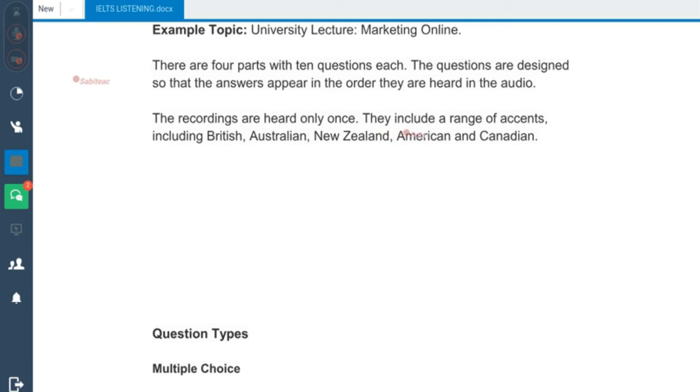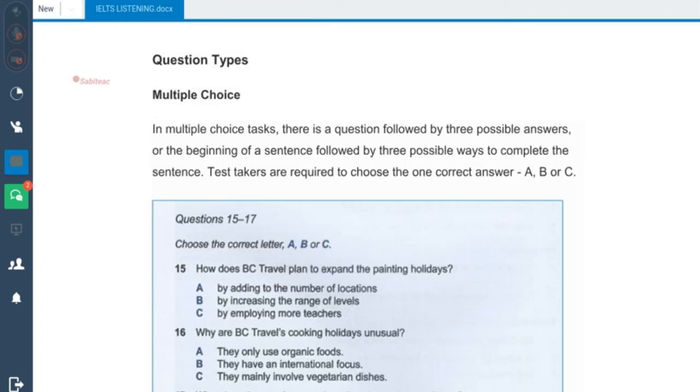You should know that they include a range of accents, including British, Australian, New Zealand, American, and more. Now let's move on to some other aspects of the listening section. Right now, I'll be talking about the types of questions that you will come across in the listening section.